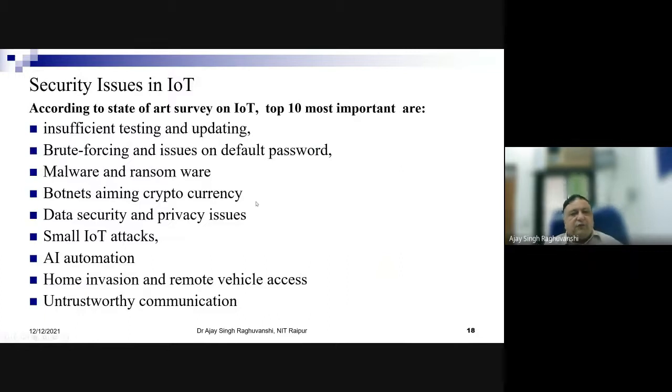So these are the security issues in IoT, according to the state of the art survey. The top 10 most important security issues in IoT are insufficient testing and updating, brute forcing and the issue of default passwords, malware and ransomware, botnets and cryptocurrencies, data security and privacy issues, small IoT attacks, AI automation, home invasion and remote vehicle access, and untrustworthy communication. So these are the security issues that are there with IoT.